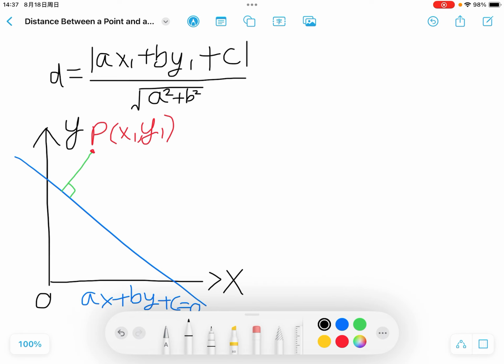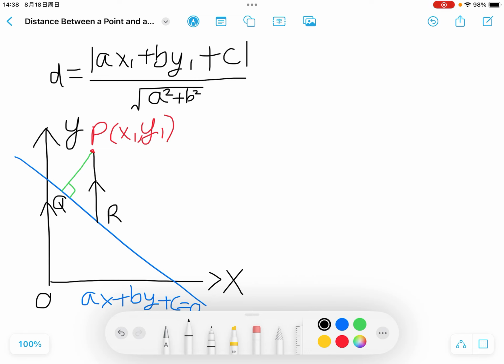So the first thing we're going to do to prove this formula is we start from point P and we drop a line like this. We drop a line that is vertical and is parallel to the y-axis. So it's parallel to the y-axis, and essentially we have a right triangle, right? So let me just name the right triangle P, Q, R.